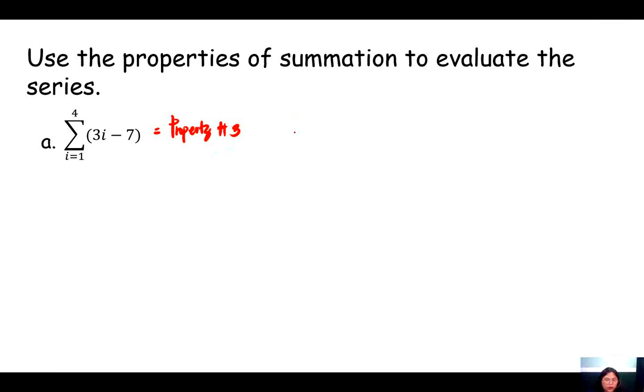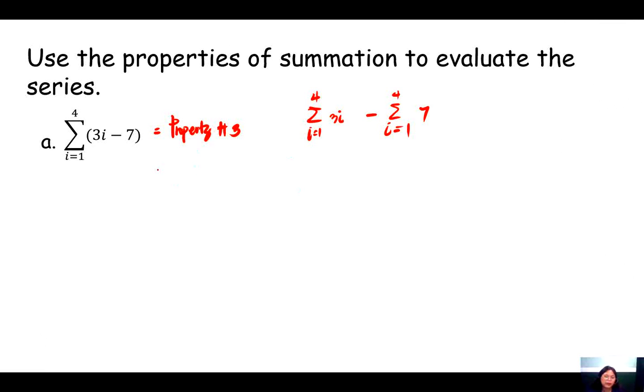Okay. So according to the property of number 3, the summation of I goes from 1 to 4, okay, so 3I. Okay? Then minus, because the operation is minus. Okay? So, anong naiwan kay I? We have 7. Okay, according to property number 3.